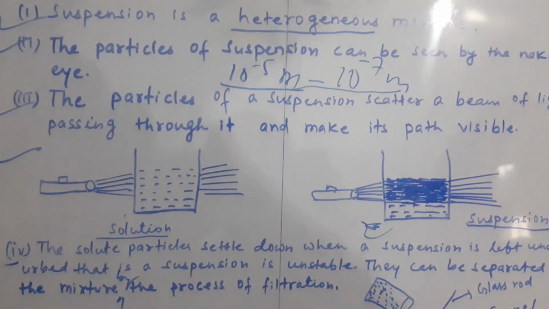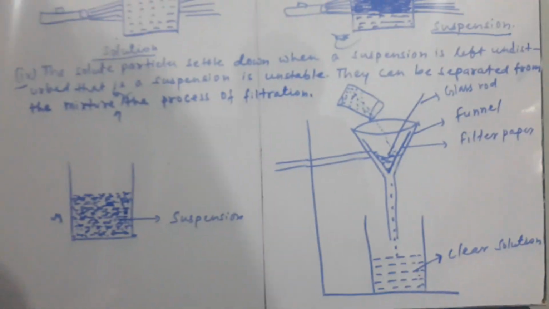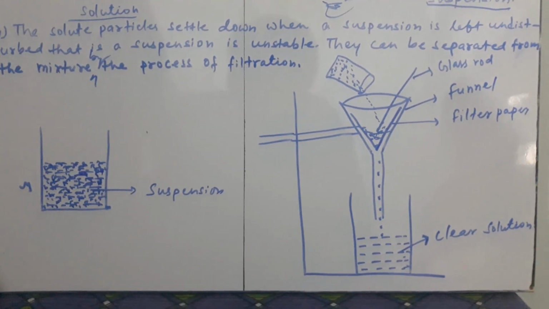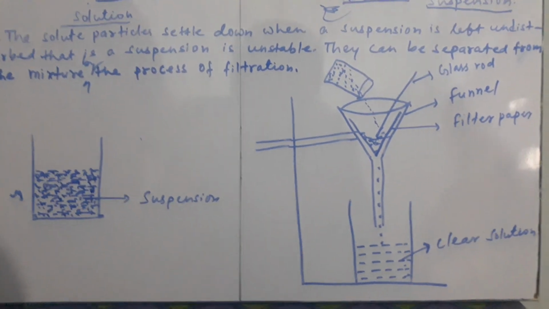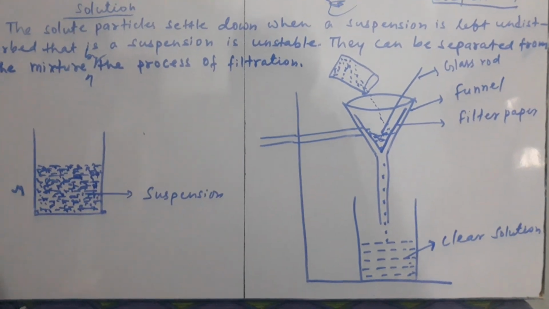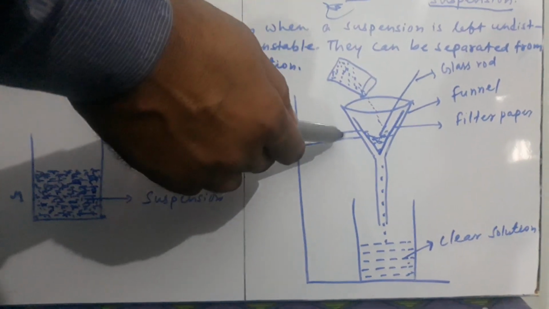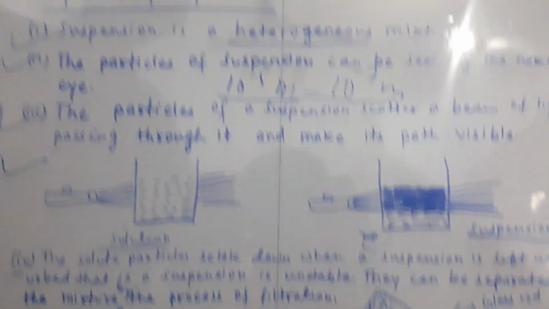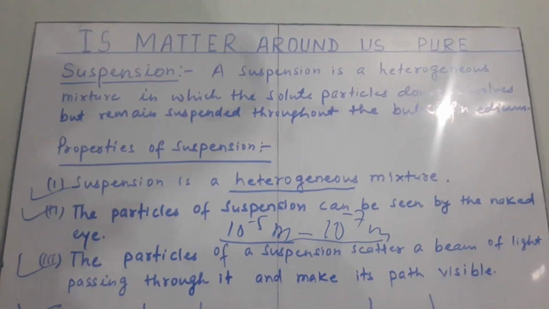And fourth one, in suspension the mixture is unstable, means if we keep it undisturbed in a place, the solute particles will settle down at the bottom and it will be separated. And the particles are also separated by the filtration process. So that is all about suspension. In the next class we'll talk about colloids. Thank you.